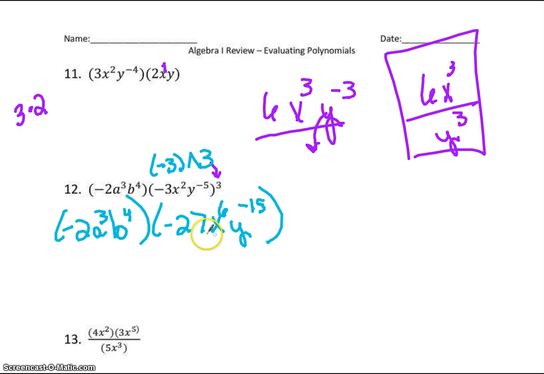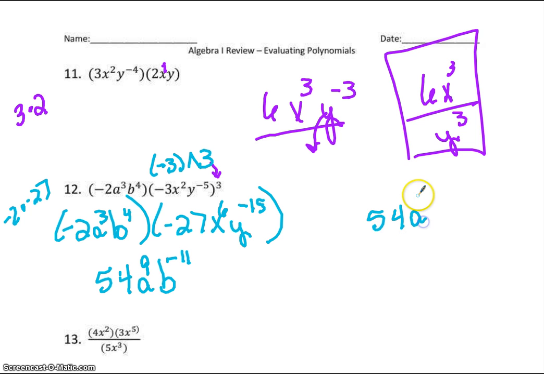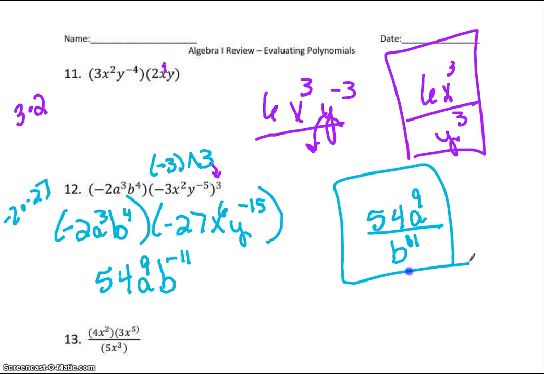So now you're multiplying these two. So you're going to say negative 2 times negative 27. And you get a positive 54. You're going to add your exponents. So a to the 3 plus 6 is 9. B to the 4 minus 15 is negative 11. Once again, you cannot have a negative exponent. You have to fix that. So it becomes 54 a to the 9th all over b to the 11th. And when you move that down to the bottom, it becomes positive. You have fixed the negative exponent.